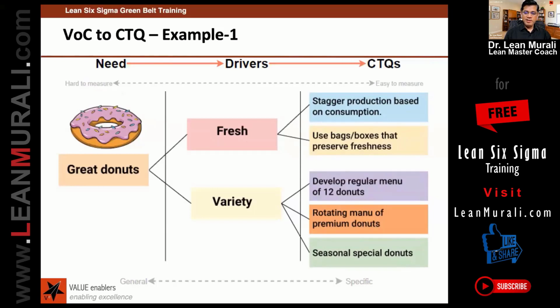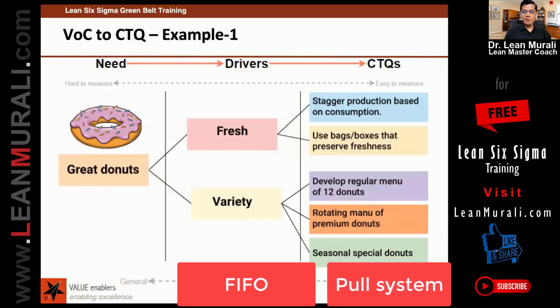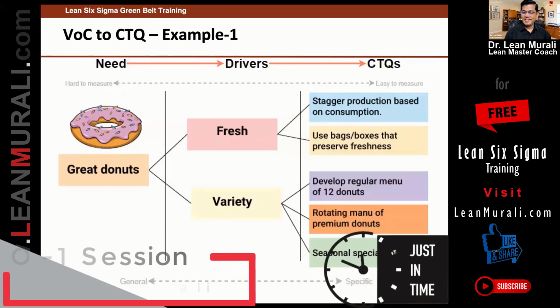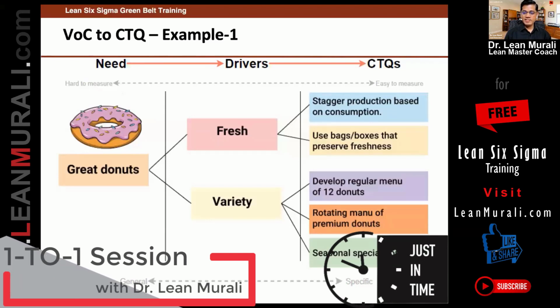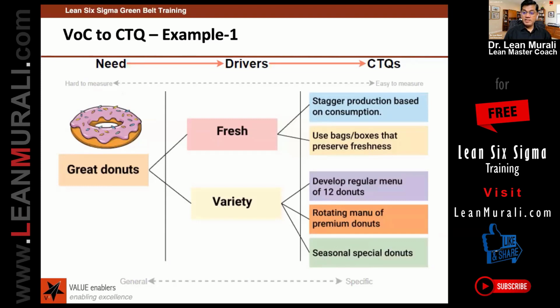In lean, we call it Kanban. We'll talk about supermarkets, first in first out, pull systems, etc. So this is basically a sort of a pull system. As soon as somebody pulls one donut, you make one donut. Just in time, FIFO system, all that, staggered production based on consumption. That is critical to quality. To make it just in time is critical to quality for this.